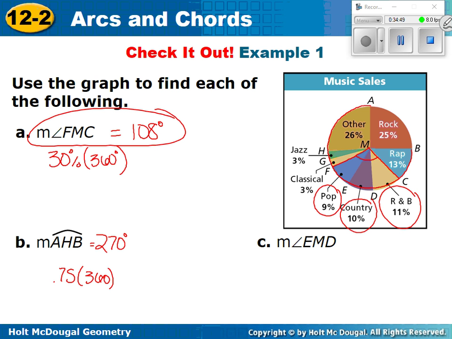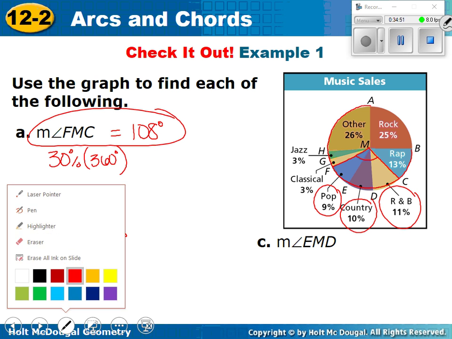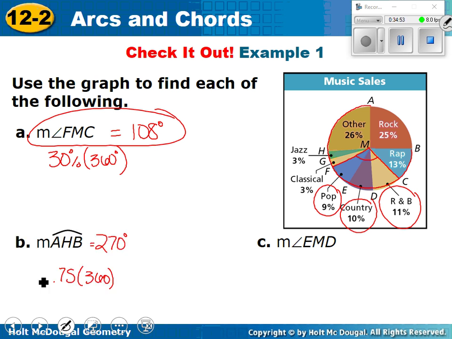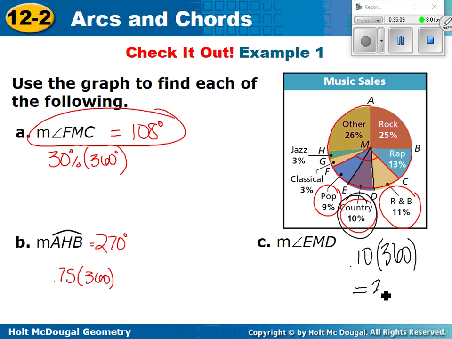Okay, last one. EMD, angle. Angle EMD. Go from E to M to D. That's only one section. What section is it? Country. The angle is not 10 degrees. The angle is 10% of the circle. So make sure you did 0.10 times 360, and what did you get? 36 what? Degrees. Any questions? Okay, moving on.